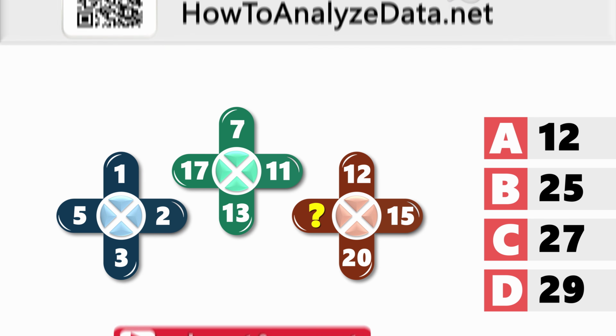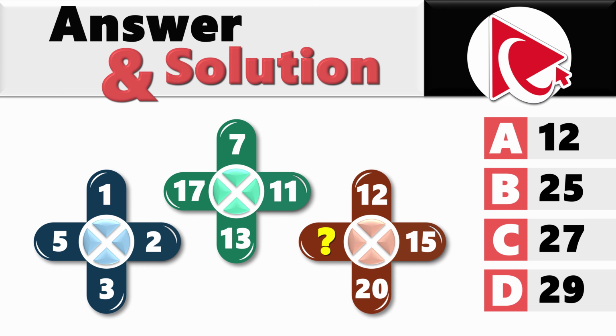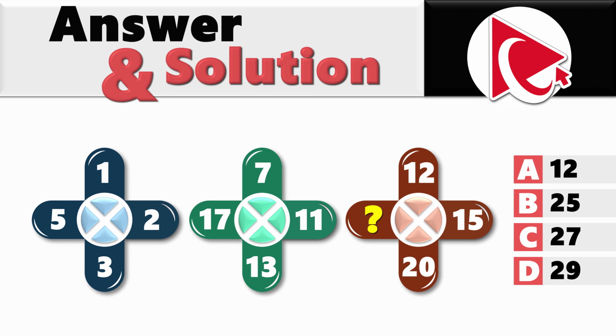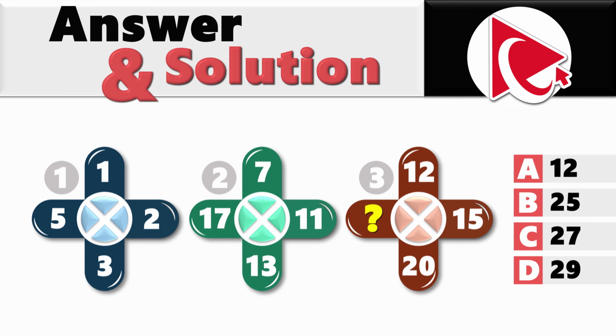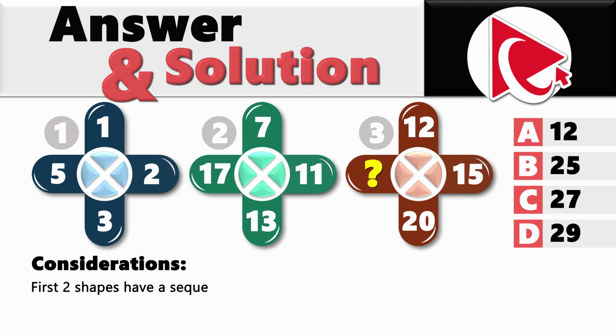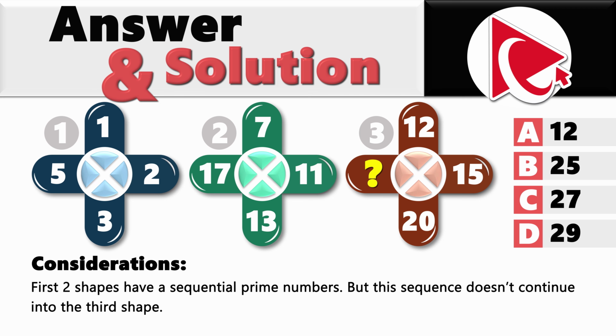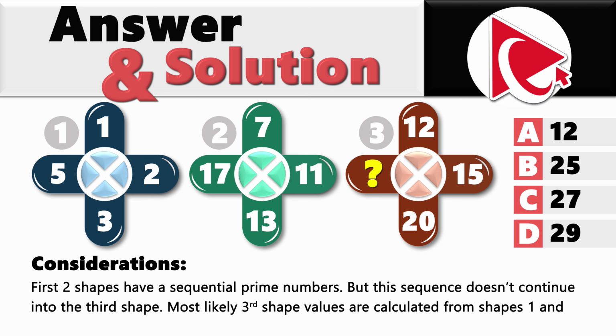To solve it, let's look at the numbers to better understand if we can determine the pattern. To give each shape a reference, let's give them IDs 1, 2, and 3. The first thing that comes to mind when looking at the numbers in those shapes is that we're dealing with prime numbers. In fact, the first 2 shapes have sequential prime numbers 1, 2, 3, and 5, and then it continues 7, 11, 13, and 17. But then this pattern doesn't continue in the third shape, which means that most likely the third shape values are calculated based on the values in shapes 1 and 2.